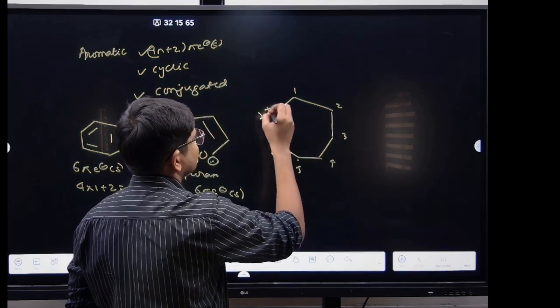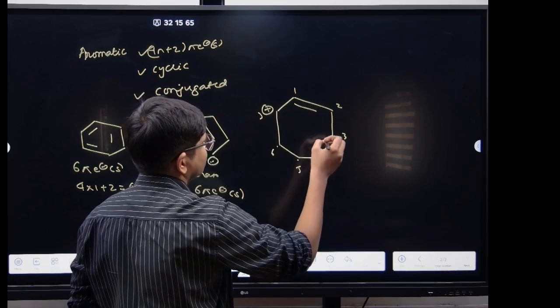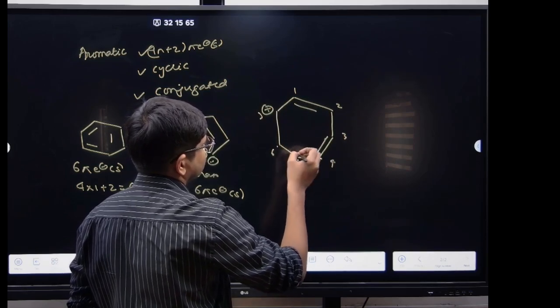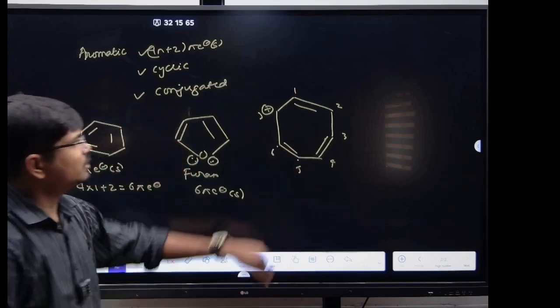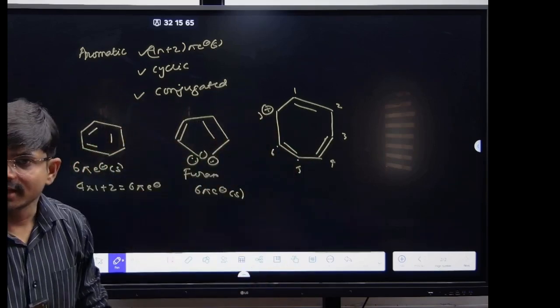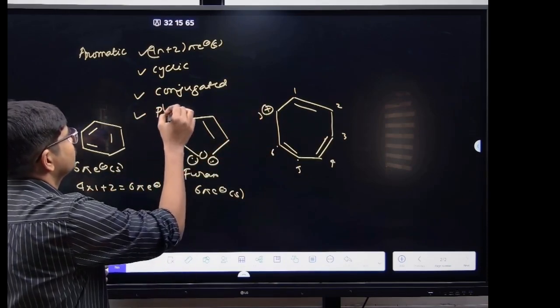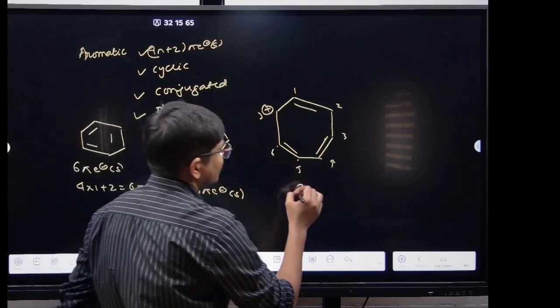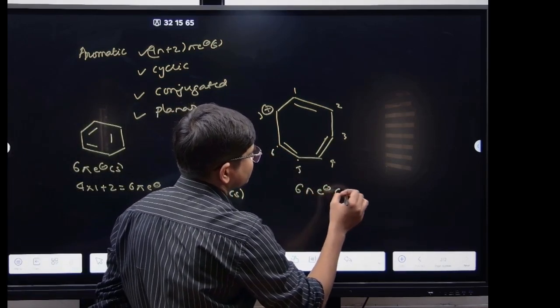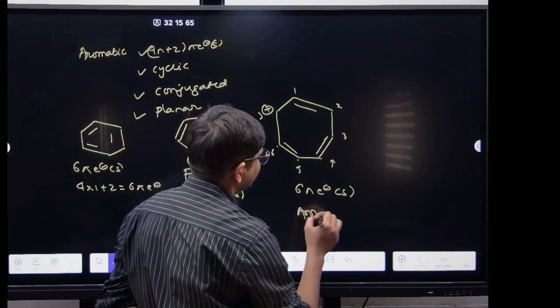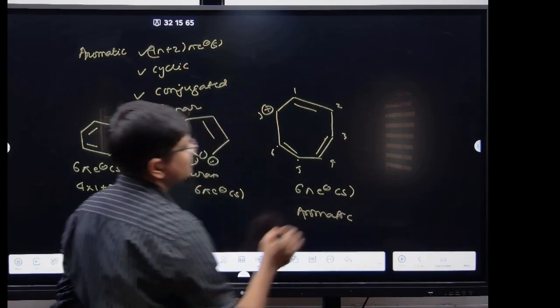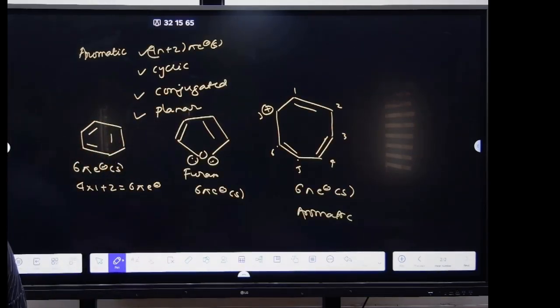See here, suppose you have the positive charge here, like this compound. So this compound is cyclic and also planar. And you will have 6 pi electrons. So this compound is also an aromatic compound.